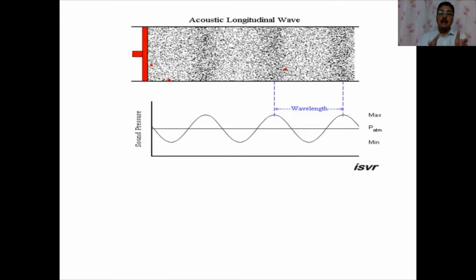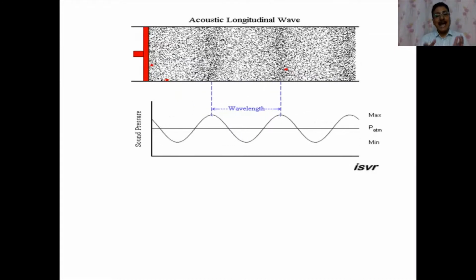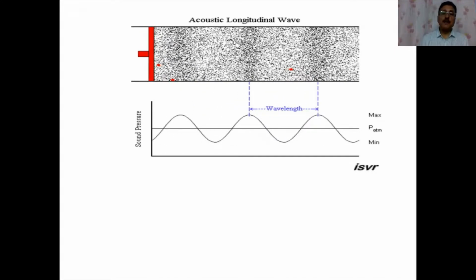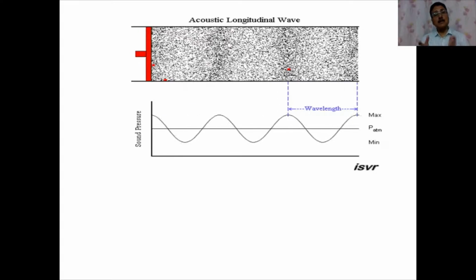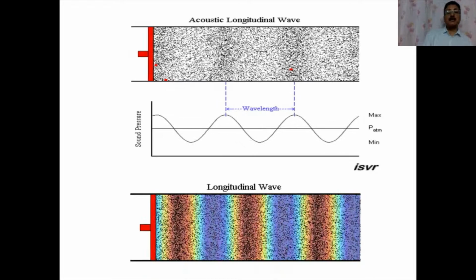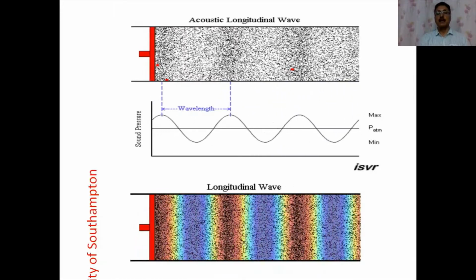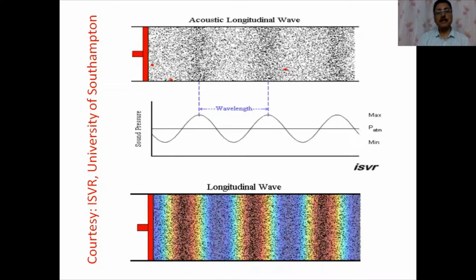Mind it, the mathematical expression for an acoustic longitudinal wave and the expression for a transverse wave will be the same, and they will be the solutions of the wave equation we have understood just now. And this is in red to mark the difference between the compressions and the rarefactions in the longitudinal wave. Now, courtesy University of Southampton again.